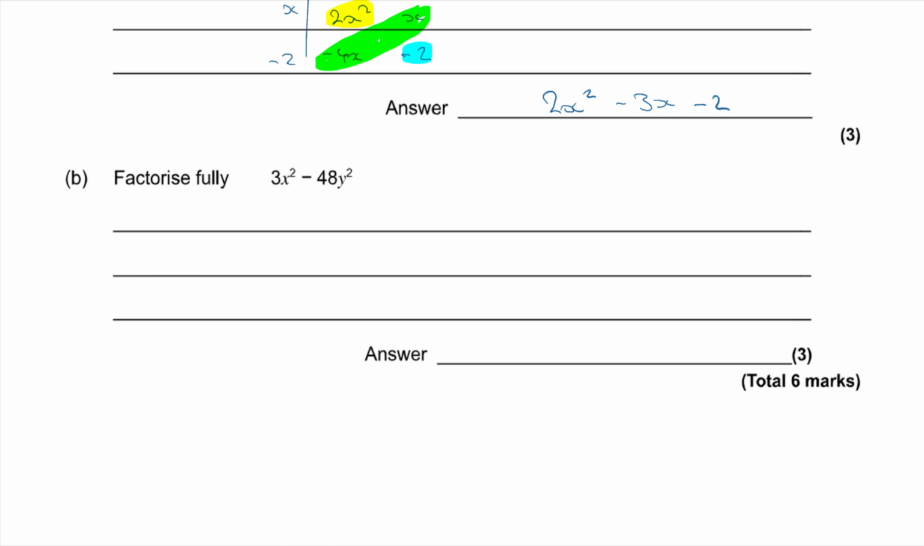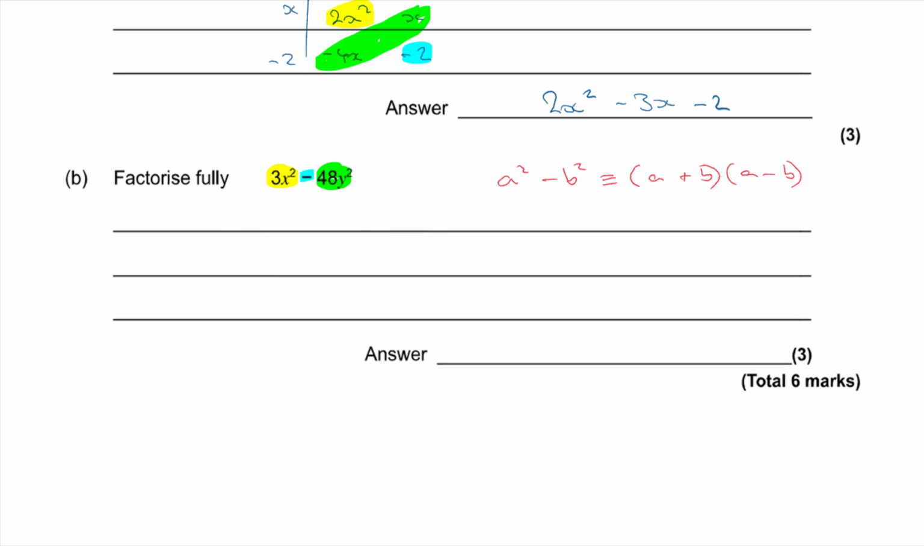Part B says factorise fully 3x squared minus 48y squared. Now again, if I just bring up my difference of two squares identity, we said that we need to square root the two terms, don't we? The two squares. This is a square, this is a square, and there is a minus sign in between them, or a difference of them. So it is the difference of two squares. It's going to factorise into two brackets.